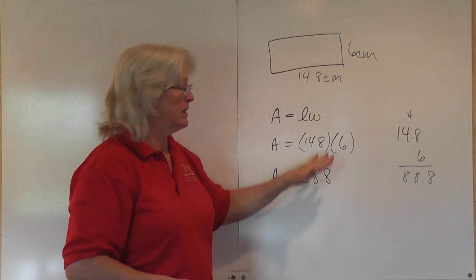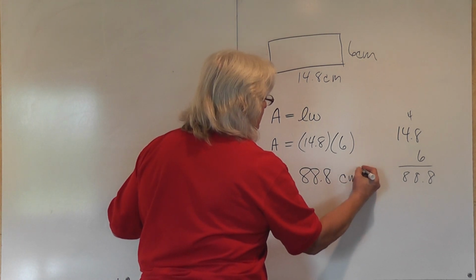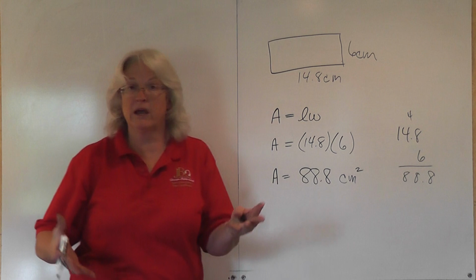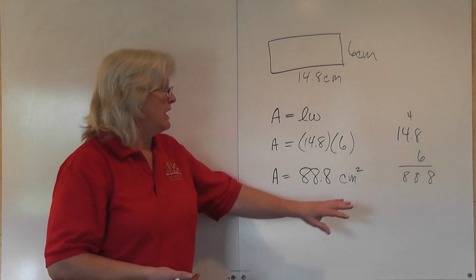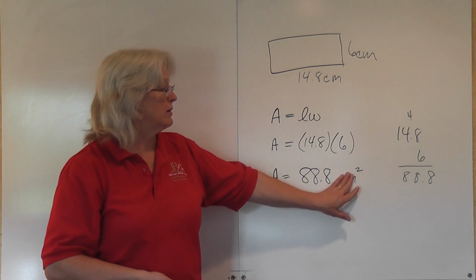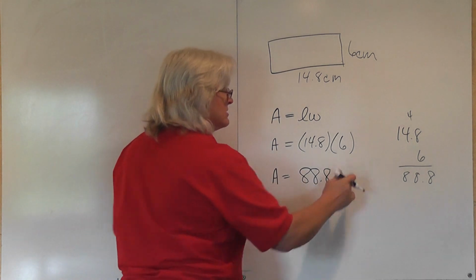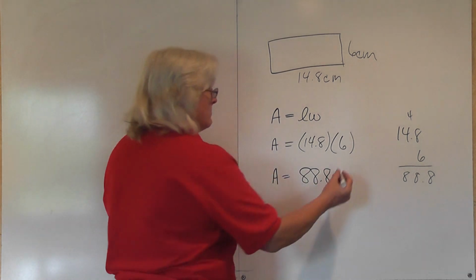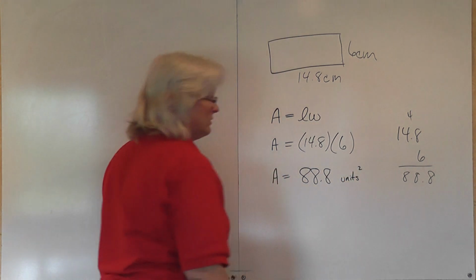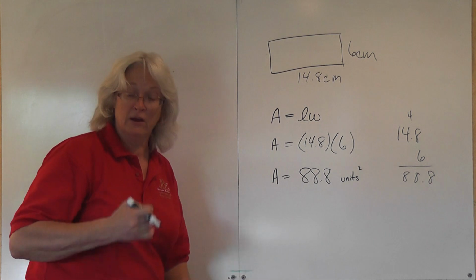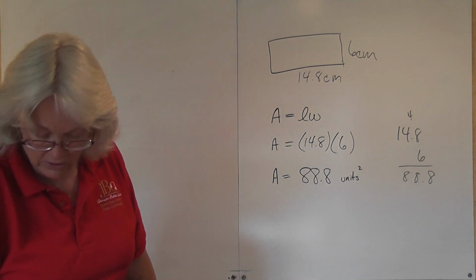The area of this rectangle is 88.8 square centimeters. It could be anything: 88.8 square feet, 88.8 square meters, 88.8 square units. If we didn't have them labeled, the area is not just 88.8, but it is 88.8 square units. Okay, that's all you do to find the area of a rectangle. And I'm going to show you something pretty cool.